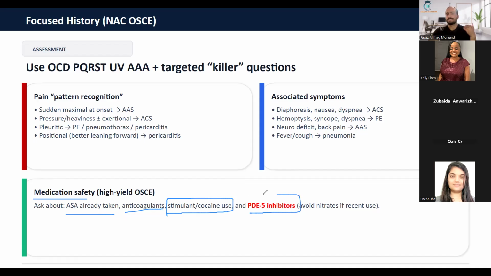Phosphodiesterase 5 inhibitors, such as Viagra or sildenafil, tadalafil, etc. Ask about these because they are very important. We cannot give nitroglycerin if the patient has taken any of the PDE5 inhibitors, or we are going to make the blood pressure tank and the patient could collapse because of the low blood pressure.